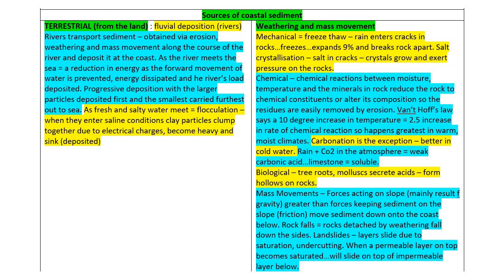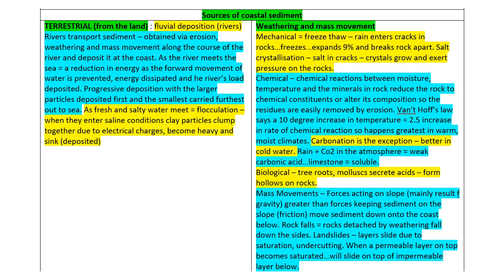Then we've got to be able to talk about the sources of coastal sediment. So where does the coastal sediment come from? First place it comes from is terrestrial, from the land, and this is from fluvial deposition, so from the rivers. The rivers have picked up all this sediment through erosion, weathering and mass movement that's happened along the course of the river, and the river has carried all that material down to the sea.